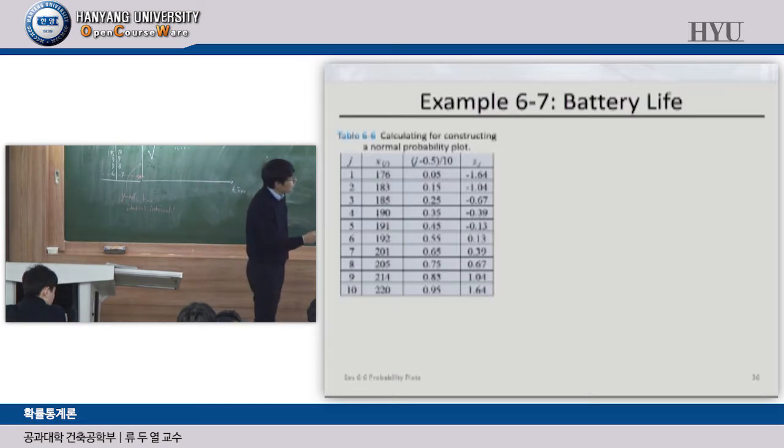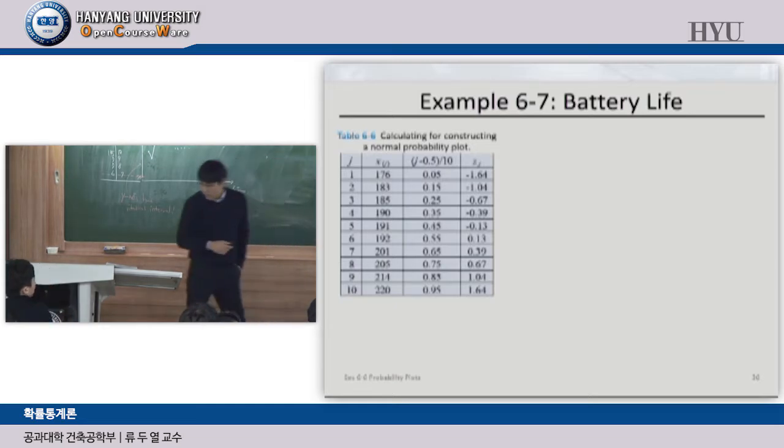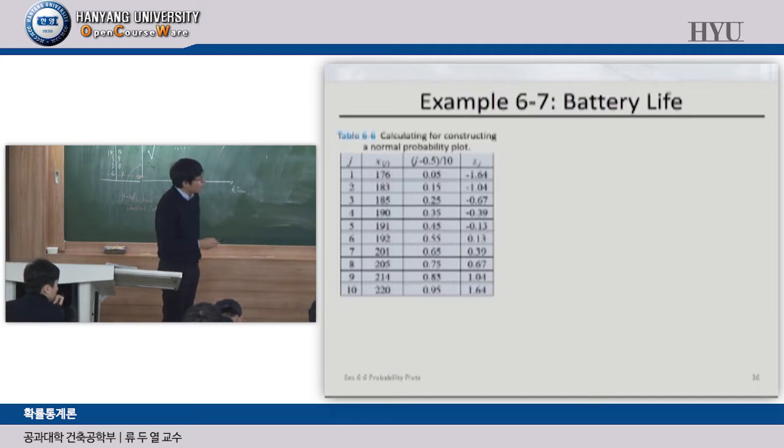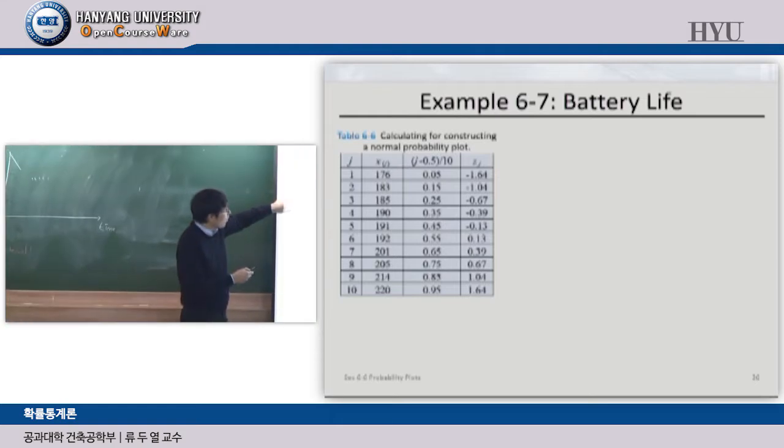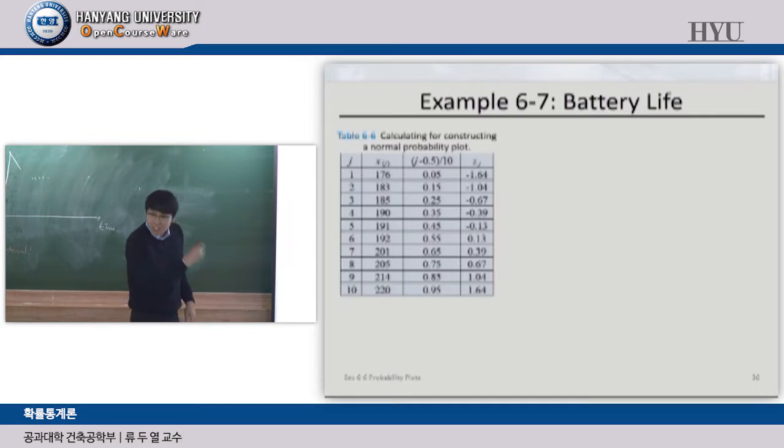And we can calculate this cumulative frequency, right? (j minus 0.5) over n. n is equal to 10. Okay? So when j is equal to 1, (1 minus 0.5) is equal to 0.5, over 10 is equal to 0.05. Okay? And in the case of 2, 2 minus 0.5 is equal to 1.5, and 1.5 over 10 is equal to 0.15. Right? So we can calculate all of these from the same procedure. And zj will be discussed in a later slide. Okay?